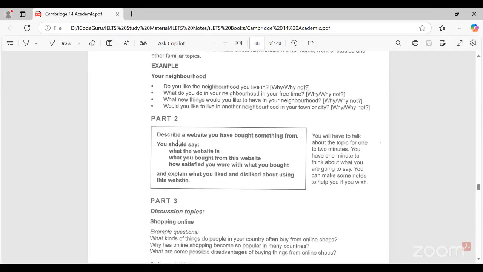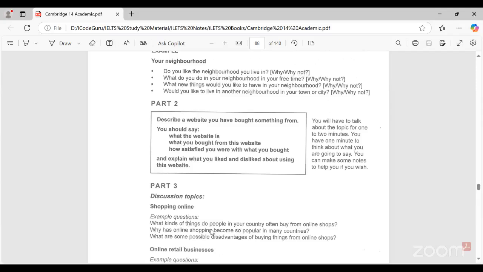In part two, the topic will be different, but they will give you 1 minute to prepare, and after that you speak for 1 to 2 minutes. You need to make stories. Part three are the follow-up questions related to part two, but these are not about yourself. These are general abstract topics, asking about overall general things, like what kind of thing people in your country often buy.